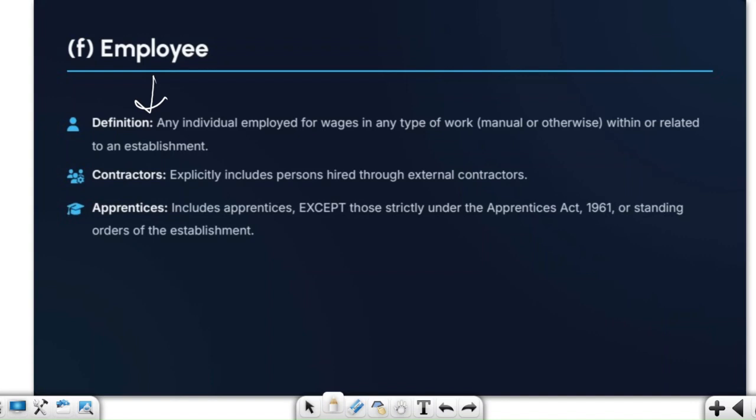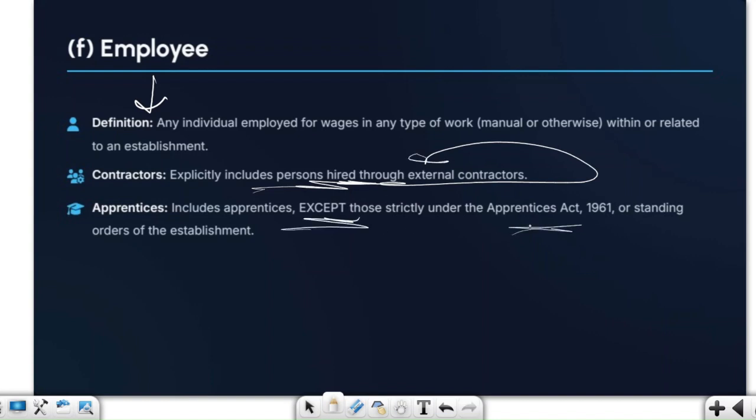The definition expressly says that we are including in the EPF Act only those people who are working through a contractor in connection with the establishment's work, subject to a statutory framework. So we are not saying that all contract workers are part of it. It explicitly includes persons hired through external contractors. It includes apprentices except those strictly under the Apprentice Act or standing orders of the establishment.